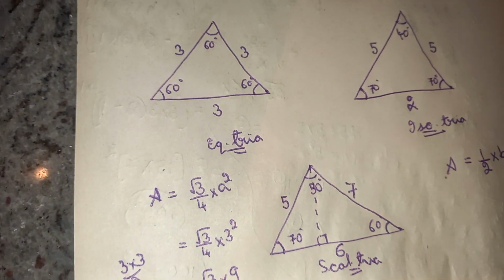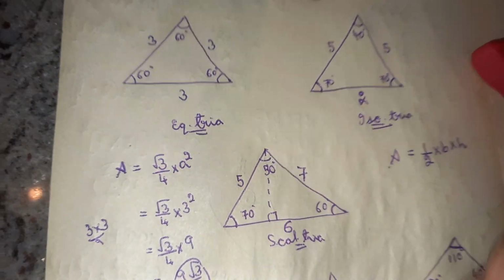For equilateral triangles, you need to find it by root 3 by 4 times a square.